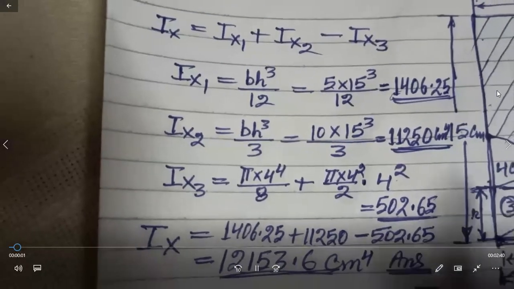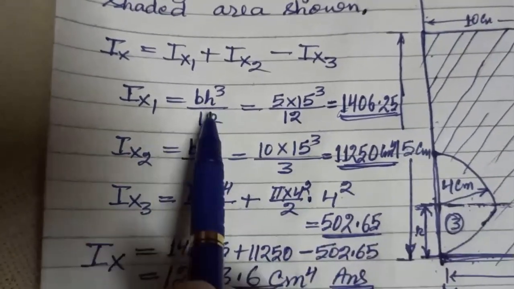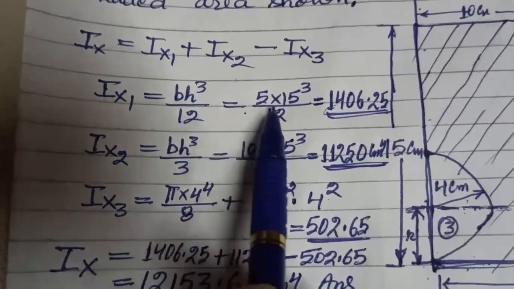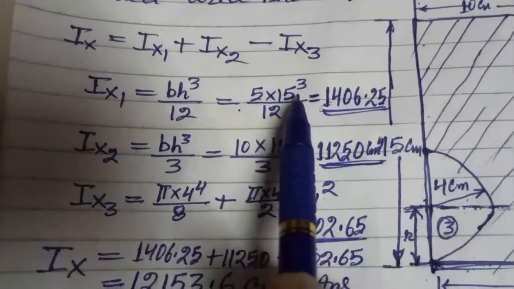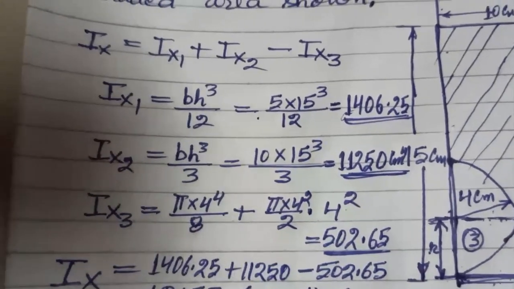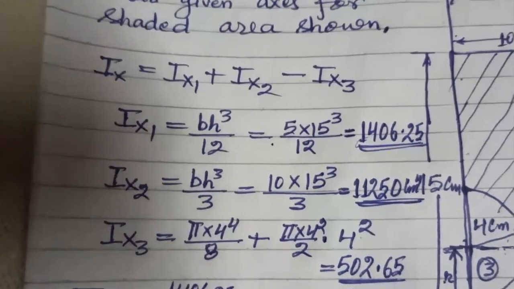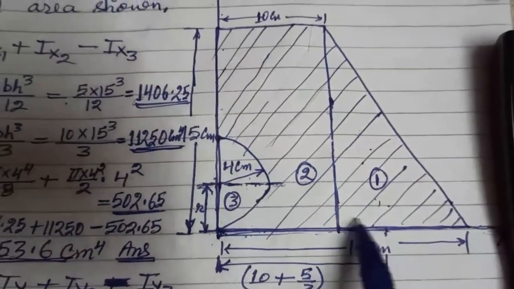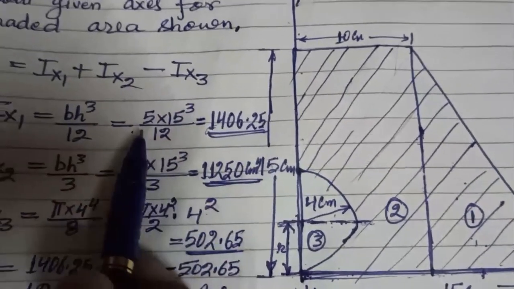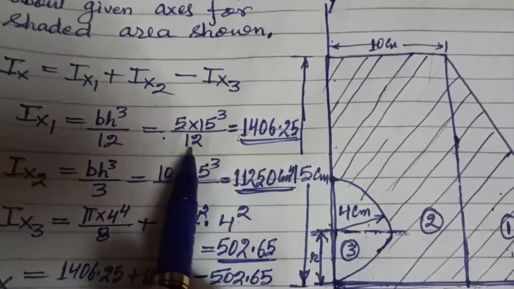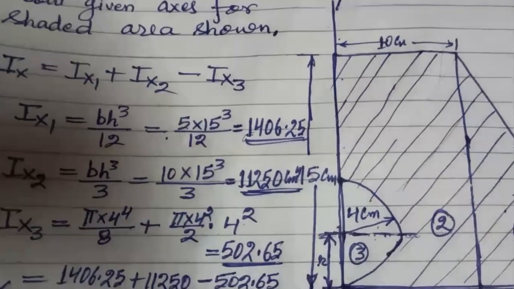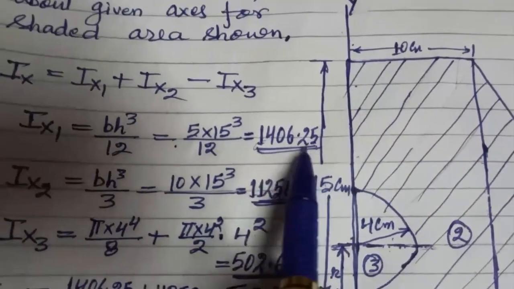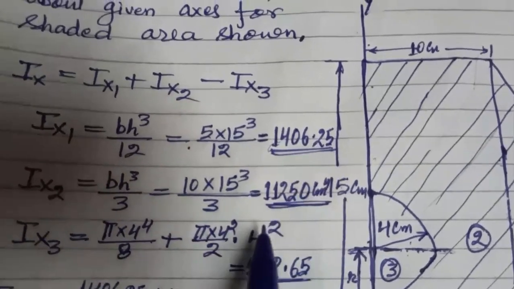So after calculating, we will put these values. This is bh cube by 12, so this is equal to 5 into 15 cube. 5 is the base and 15 is the height. So 5 into 15 cube divided by 12 about the baseline for the triangle. So it is equal to 1406.25.